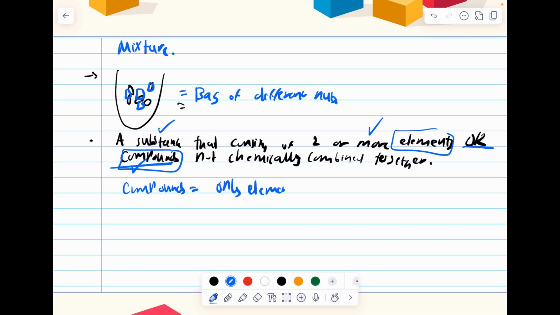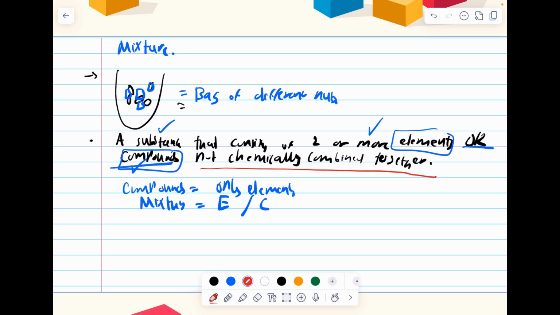In mixtures, it's elements or compounds, okay? So mixtures has that extra option. It doesn't only have to be elements. It can be elements and compounds. It can be elements or compounds, okay? Now, the next part here, it's not chemically combined together.